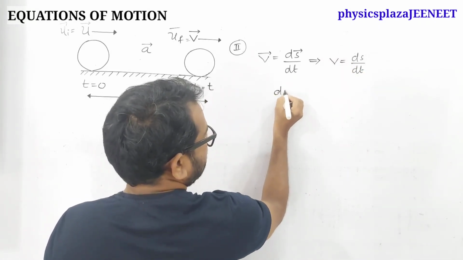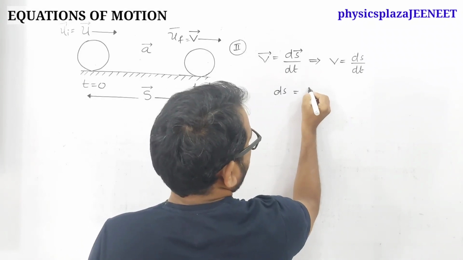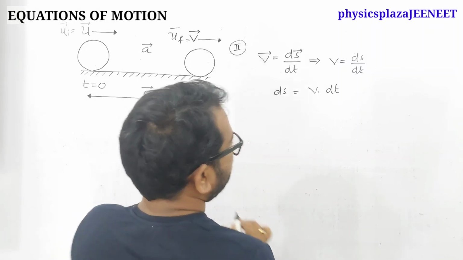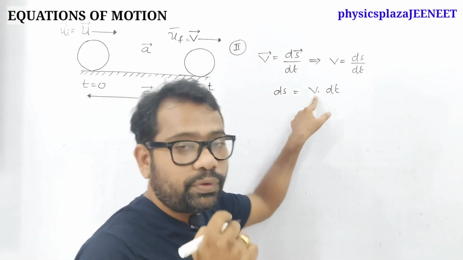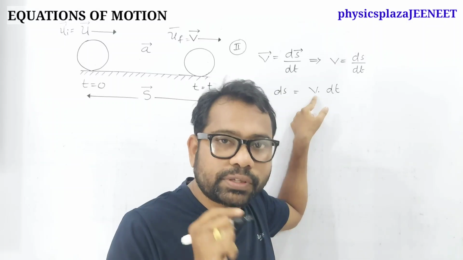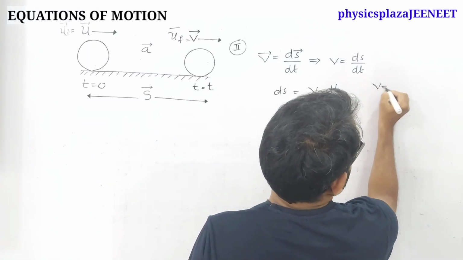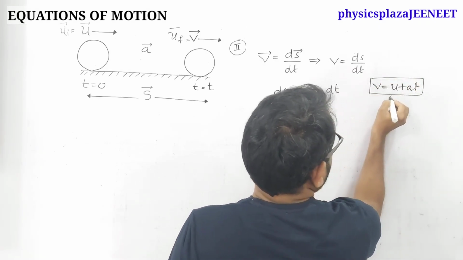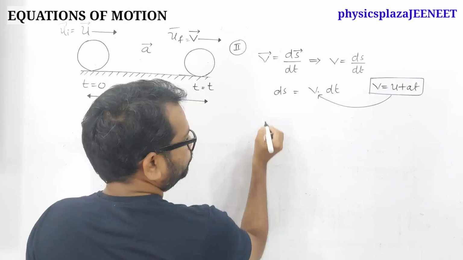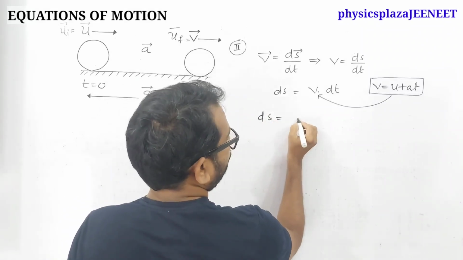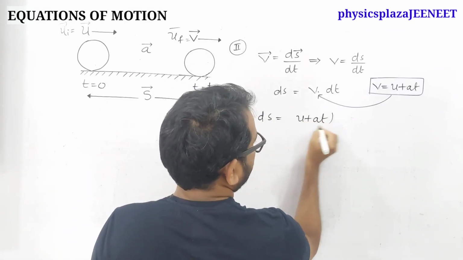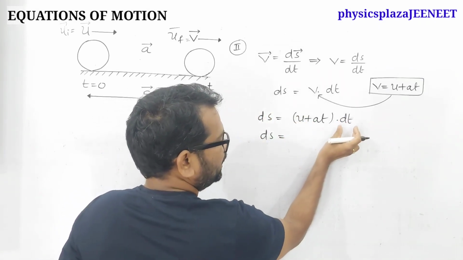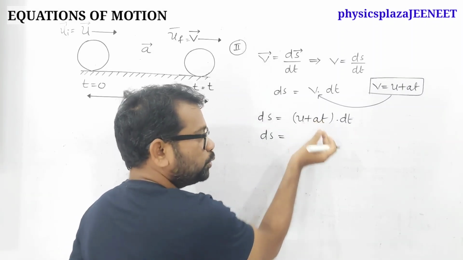Now this can be written as ds is equal to, children, get this dt to this side, so it will be v into dt. Now children, what is v actually here? v is the final velocity. And let us recall the first equation of motion. We know that v is equal to u plus at. So our idea is to substitute this in place of v. So now it can be written as ds is equal to (u plus at) into dt. Now let us simplify this. ds is equal to, multiply with this dt. These two terms should be multiplied with the dt.